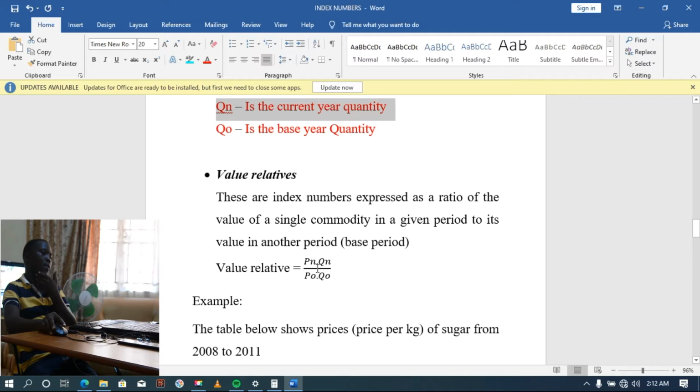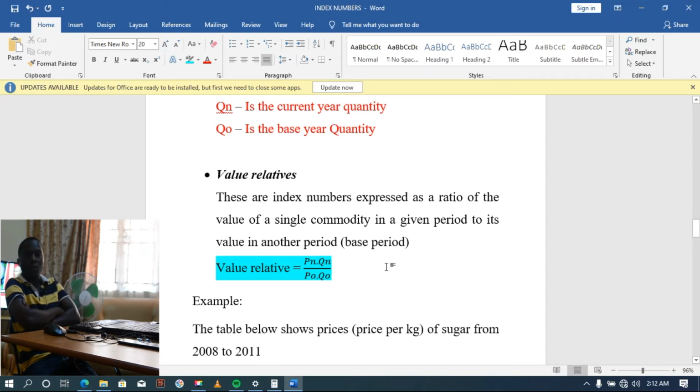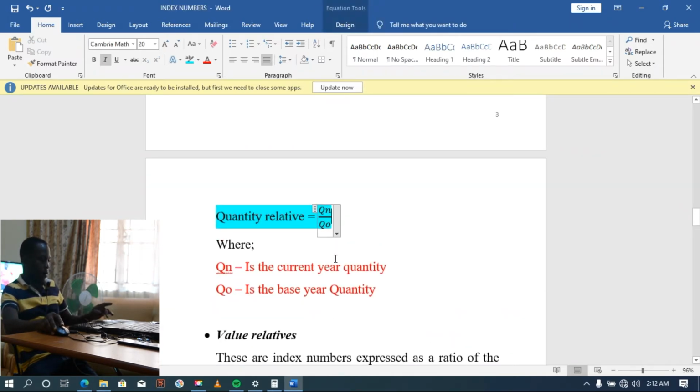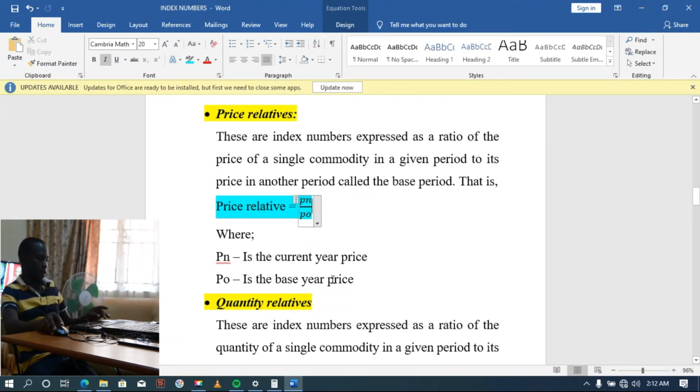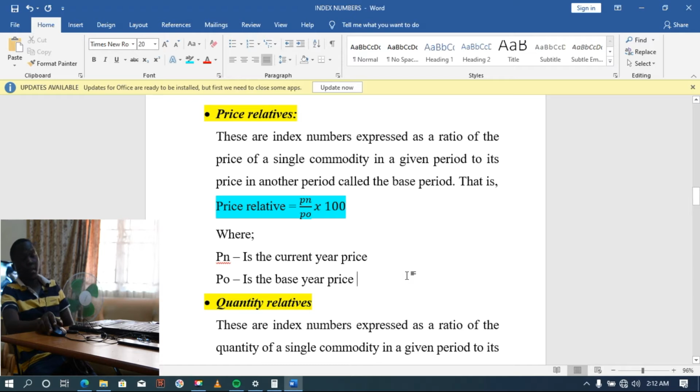So you find that value index numbers or value relatives are given by that formula: Pn times Qn over Po times Qo, multiplied by 100. So that is, we normally express them as percentages, but we can as well express them as ratios. If you don't multiply them by 100, then you express them as ratios, but the better way is to express them as a percentage.